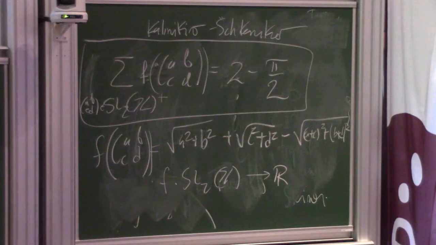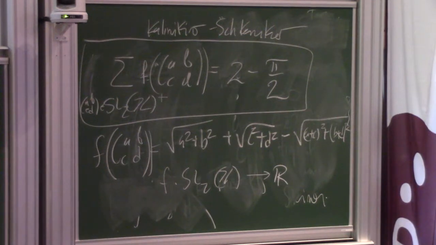But you take SL(2,Z) plus. For the whole SL(2,Z), this is standard. If you take the whole matrices, it's simple. A, B, C, D have to be positive.